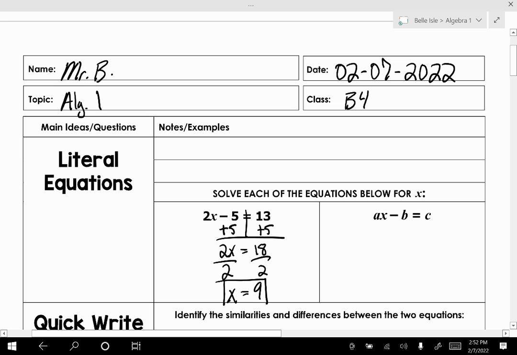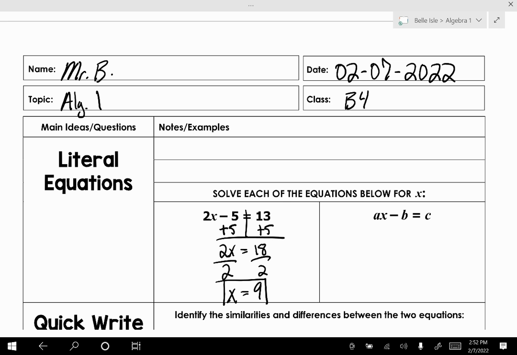Okay, there is our solution to the left equation. 2x minus 5 equals 13. Stop talking, please. You take 5 away from both sides. Don't forget you need to work PEMDAS backwards, all right? So you got to do addition and subtraction stuff first. So we're going to add 5 to both sides. Then you got 2x equals 18.